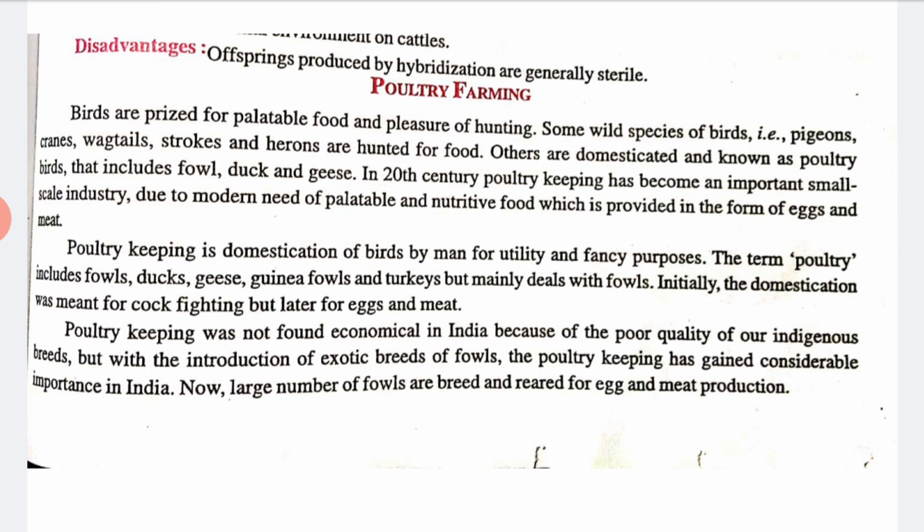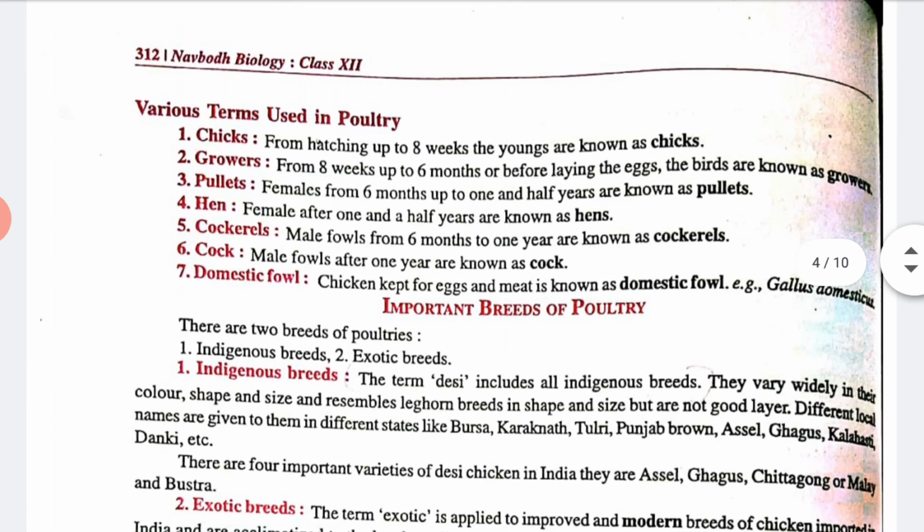In the 20th century, poultry keeping has become an important small scale industry due to the modern need for palatable and nutritive food, which is provided in the form of egg and meat. Basically we can say that by this farming we save birds, just like animal husbandry is done with animals. We have various terms used in poultry, like chicks, growers, pullets, hen, cockerels, cock and domestic fowl.